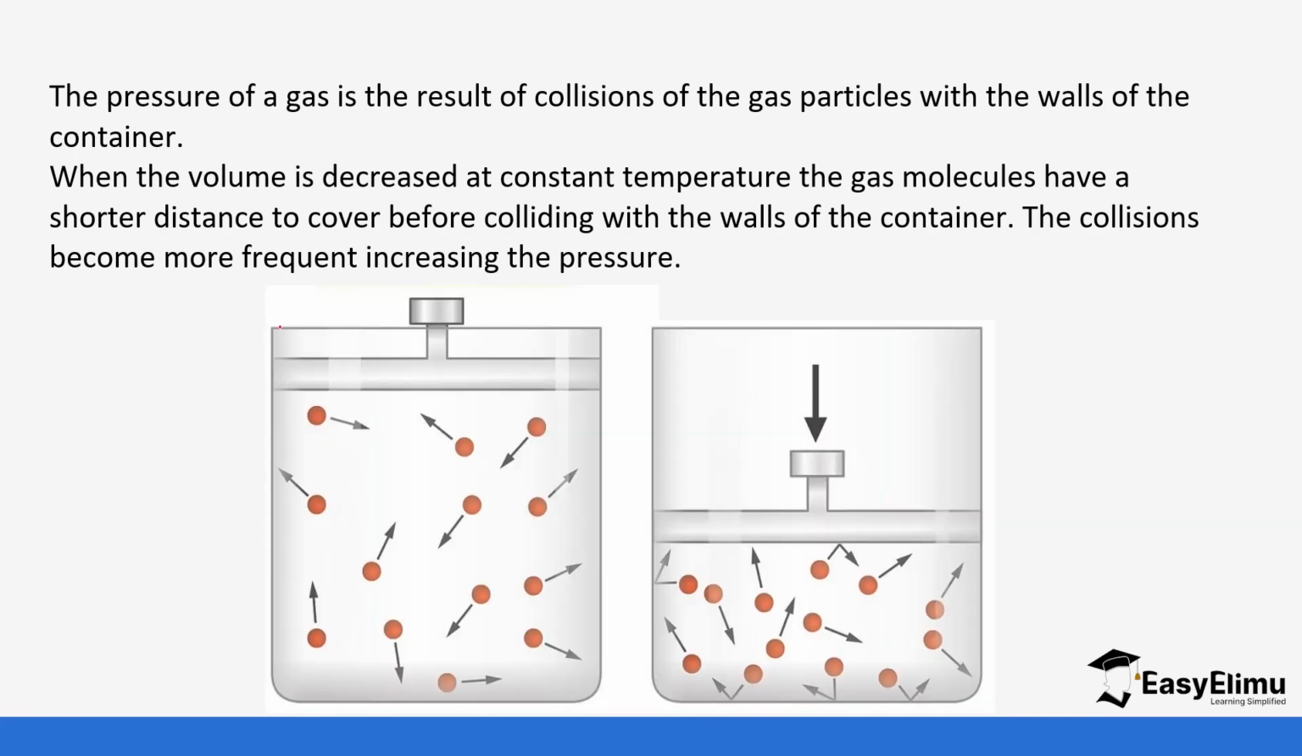If you look at this image, for example, if the volume is increased, these particles have a bigger distance to cover before they collide with each other and the walls of the container. But if the volume is decreased, you see the pressure increases because the collisions of these particles with each other and the walls will increase, since they are not covering a larger distance. So that's how Boyle's law is explained.